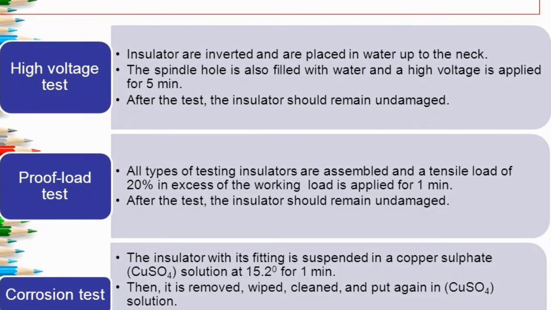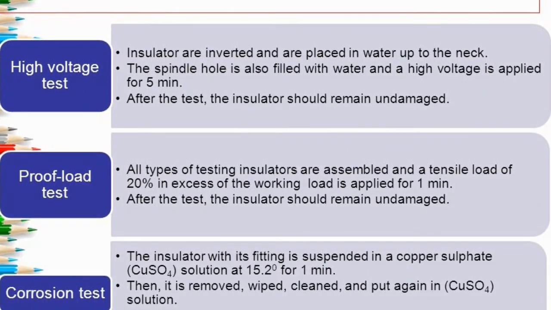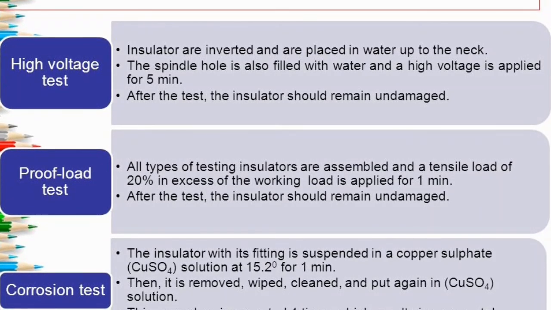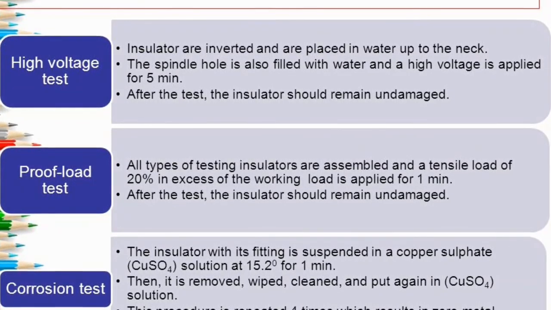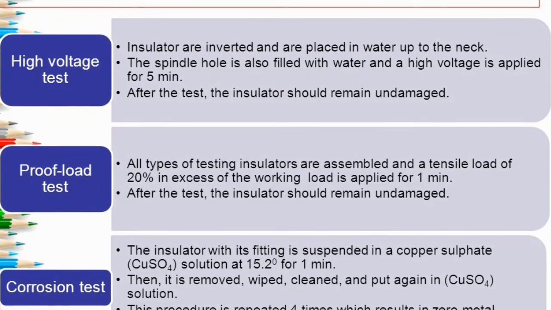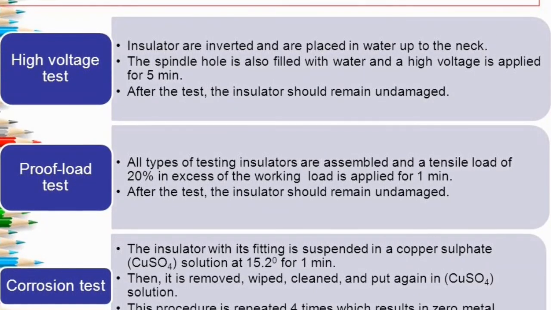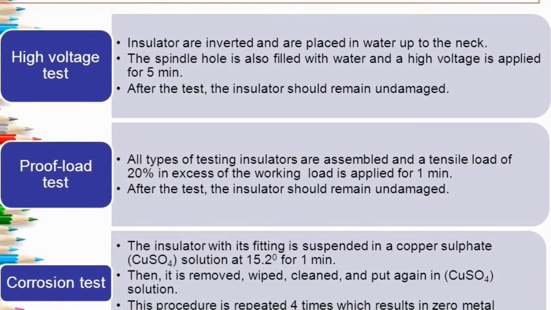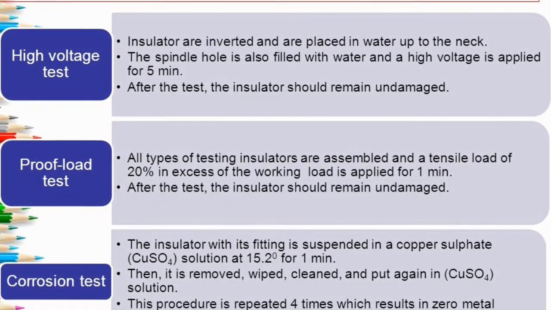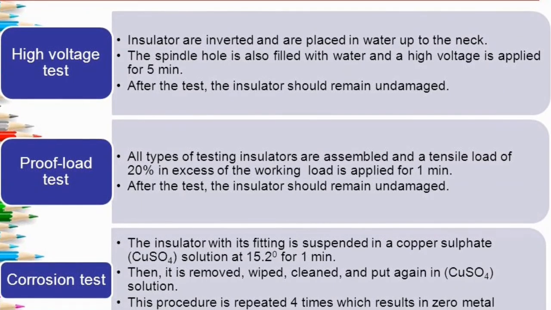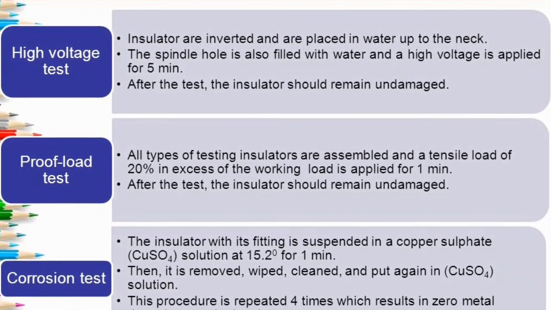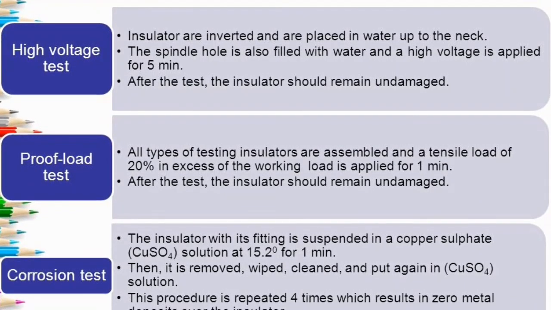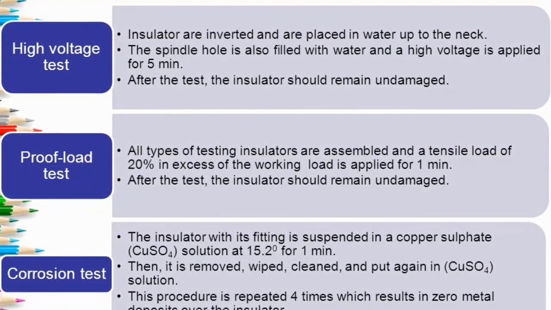So in the corrosion test, the insulator with its fitting is immersed in the CuSO4 solution, that is copper sulfate, at 15.2 degrees for 1 minute. Then after cleaning it completely, we put it again in the CuSO4 solution. We repeat this procedure 4 times, and after that we conclude there are zero metal deposits over the insulator, which completes the corrosion test.